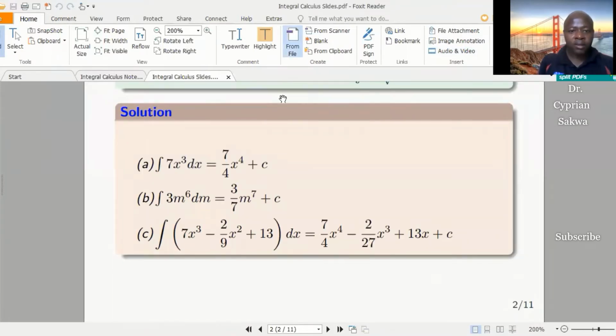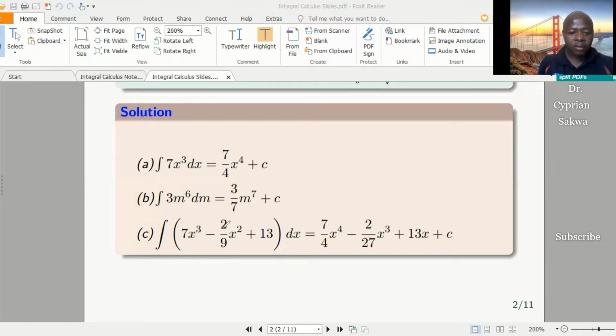These are my workings. For the first one, I said you just add 1 to the power, equals 4, and you divide by that 4. Then add a constant of integration. The second one, the same thing. Add 1 to the power, gets 7, and then divide by 7, and then add the constant of integration. The third one is also that way. Add 1 to 4, so this part becomes 7x raised to 4 over 4.